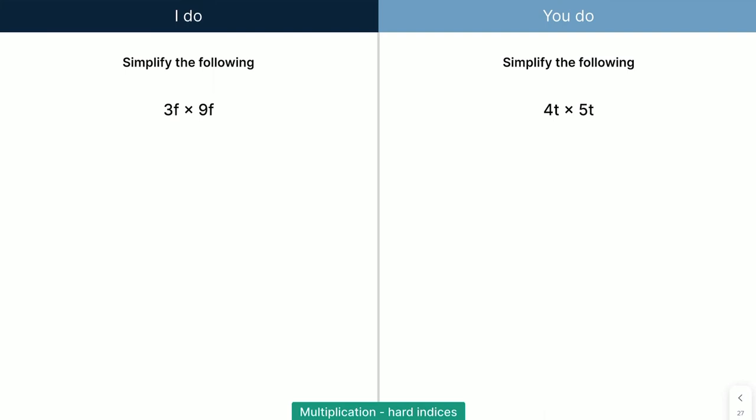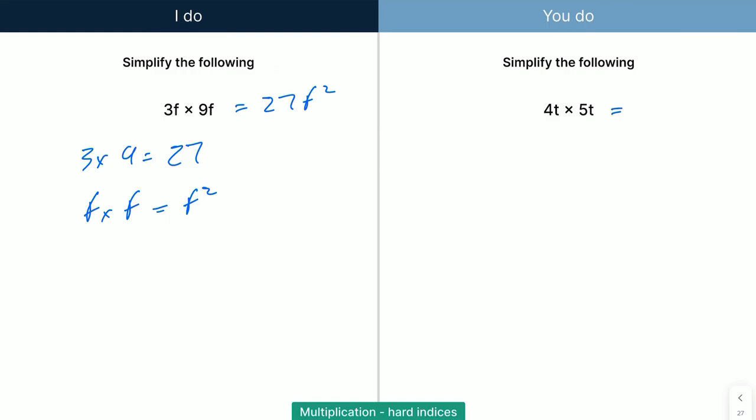So we have 3 times 9. So I'll split this one out. So 3 times 9 is 36. And then we have, no, it's not 36, it's 27. And then we have F times F, which just becomes f squared. So the final answer is 27f squared.